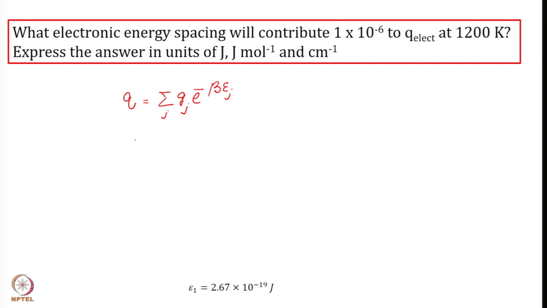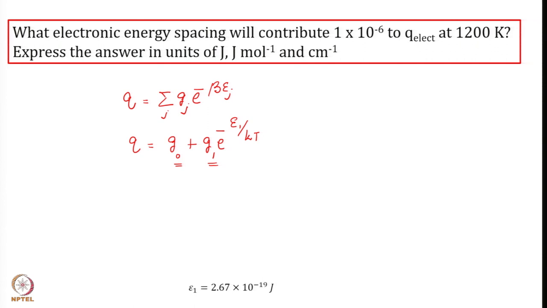So when I expand it, Q is equal to g0 plus g1 exponential minus E1 upon kT. Beta is 1 over kT. I can also go to plus g2 into exponential minus beta E2, but since the electronic energy spacing is large, it doesn't make sense to go to the further higher energy levels. These g0, g1 are the degeneracies of the ground state and of the first excited state respectively.